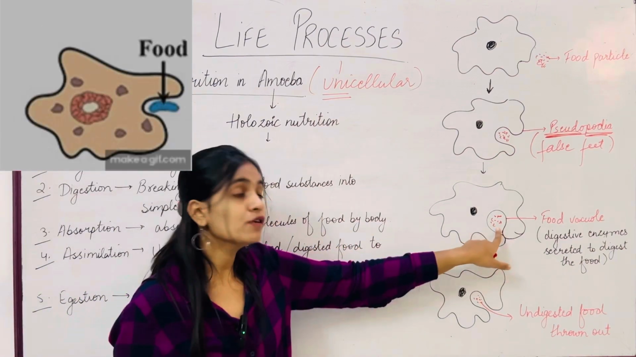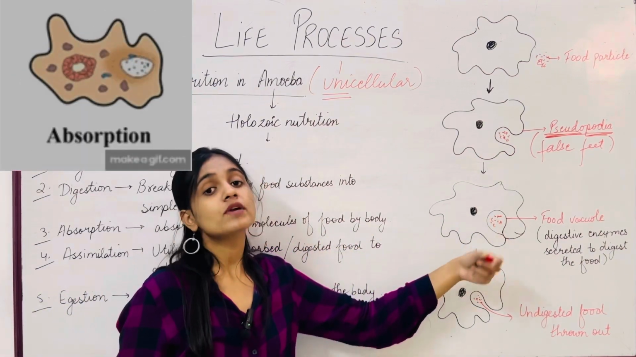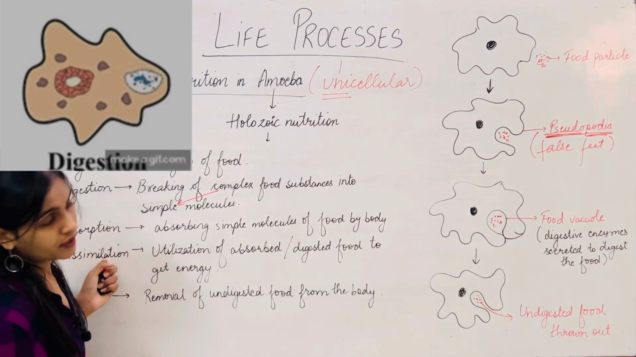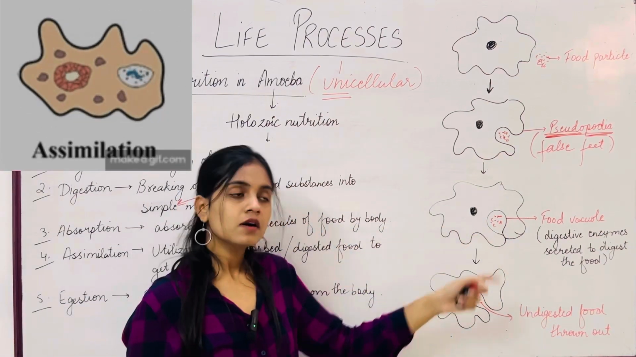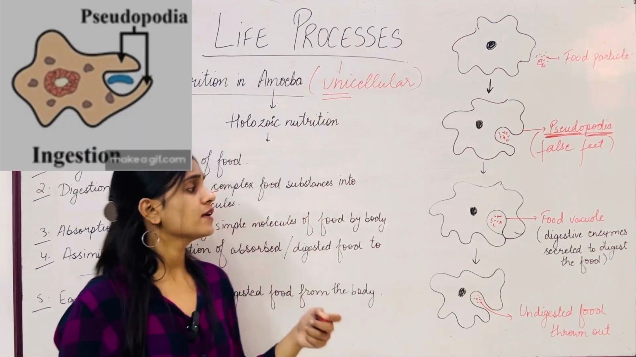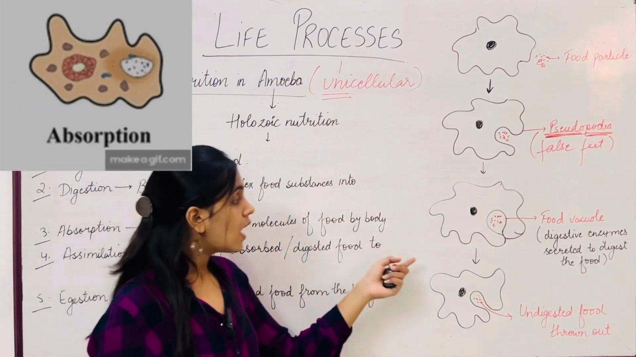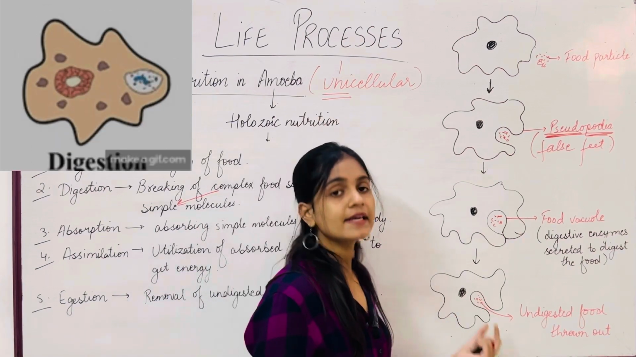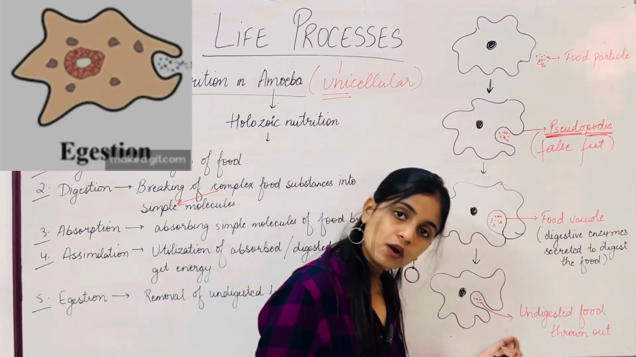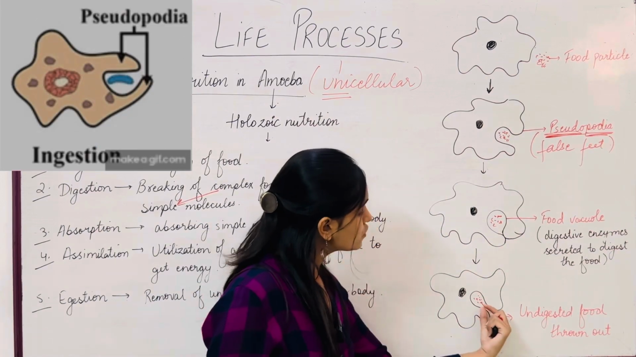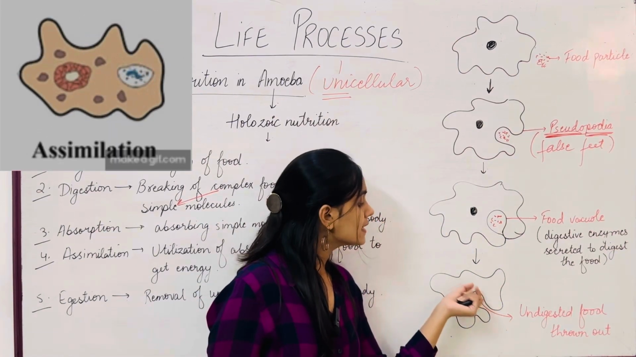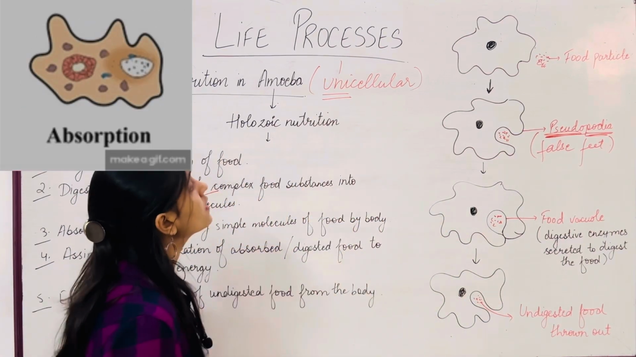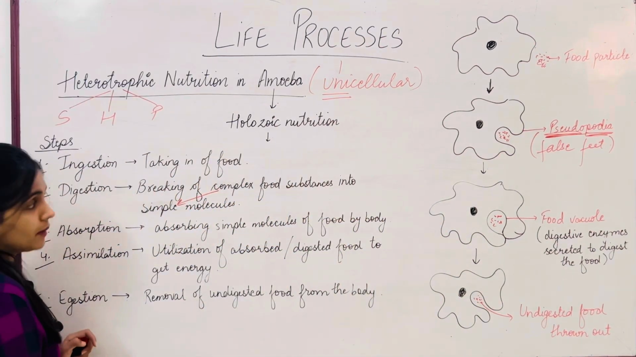Now this digested food has to be absorbed by the body and then used by the body. The amoeba uses this food for its reproduction, for its growth, development. Now there is some food particle which is left undigested. It has to be thrown out from the body. So now the pseudopodia gets opened and this undigested food is thrown out. This is how the nutrition takes place in amoeba.